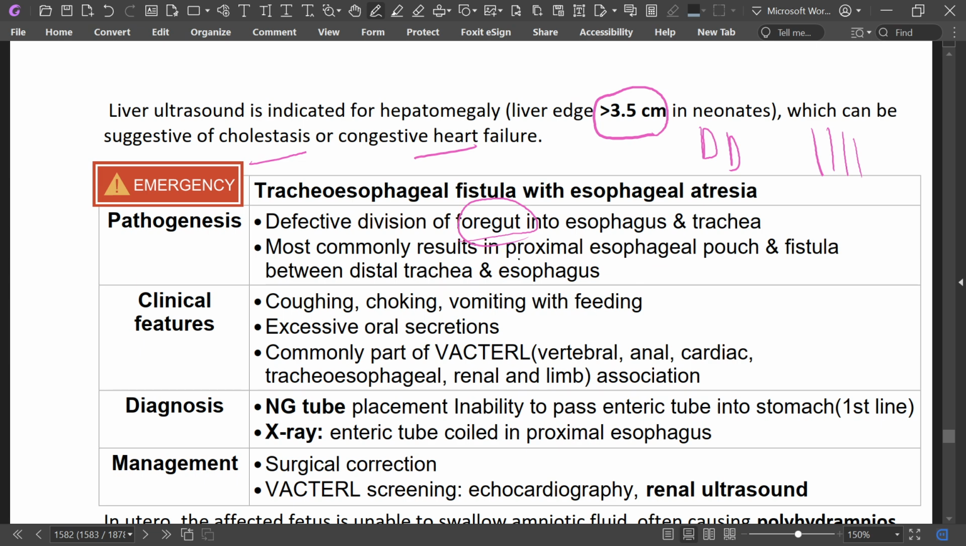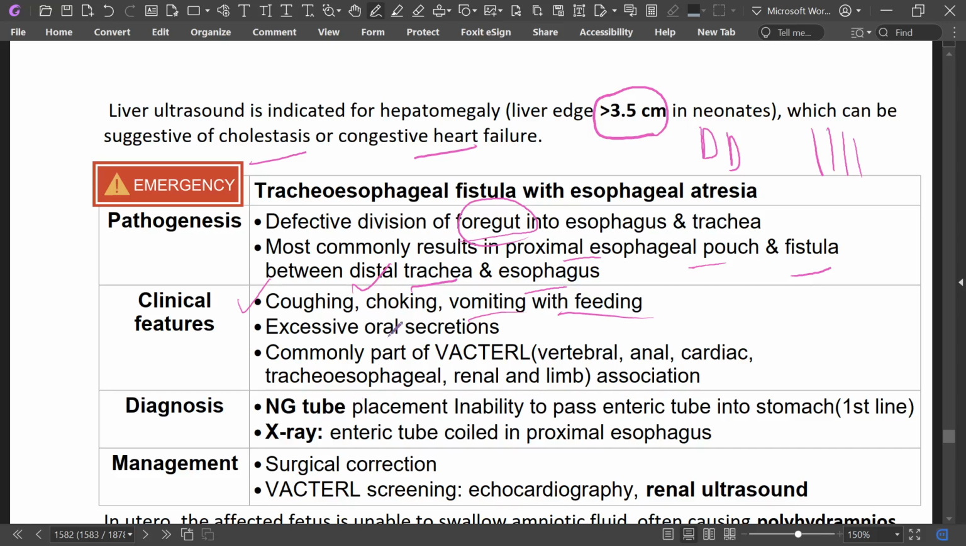tracheoesophageal fistula. Most commonly results in proximal esophageal pouch and fistula between distal trachea and esophagus. Clinical features are coughing, choking, vomiting with feeding, and there is excessive oral secretion.